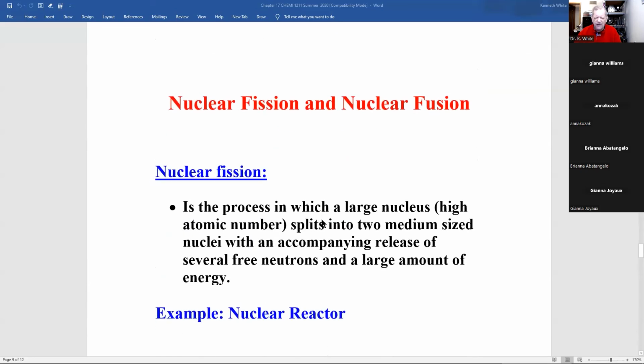When we talk about nuclear energy, there's two main types of nuclear reactions I would like you to know. The first one is nuclear fission. Fission is the process where you take a large nucleus, a large element, and split it by energy into two smaller ones. And when you have that split, it gives off a lot of energy. This is called nuclear fission.